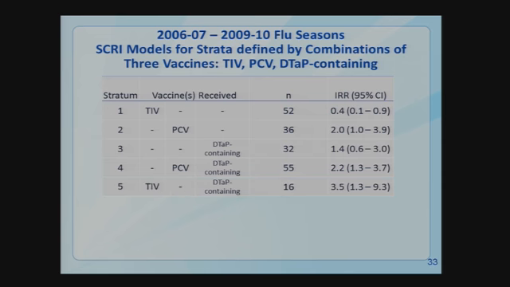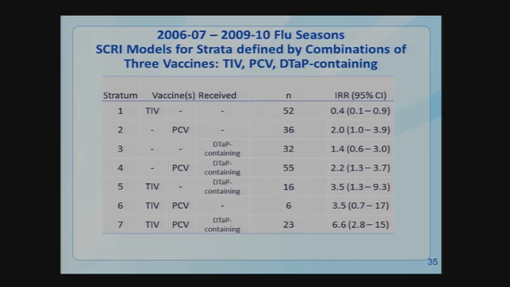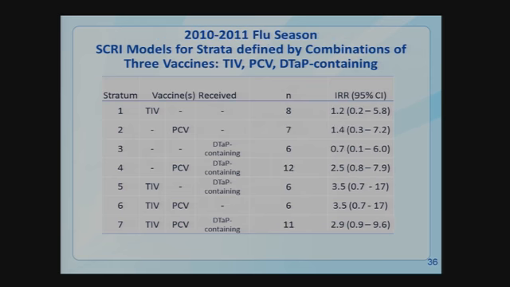So then looking at when TIV is given with DTaP, now we're seeing an increased relative risk of 3.5, which is statistically significant. And then looking at when TIV is given on the same day as PCV7, we see a very similar result. And then when looking on days when people received all 3 vaccines together, we see the highest relative risk.